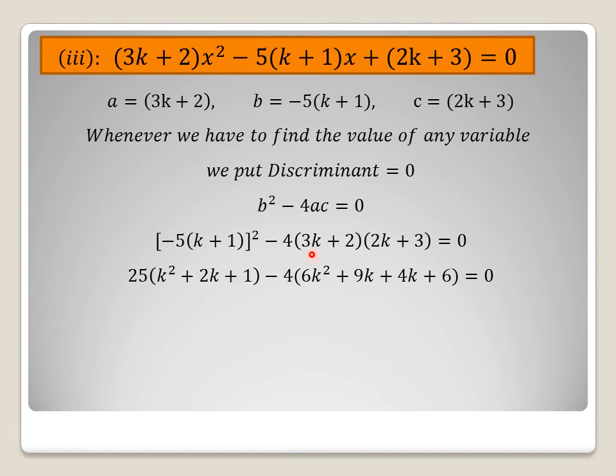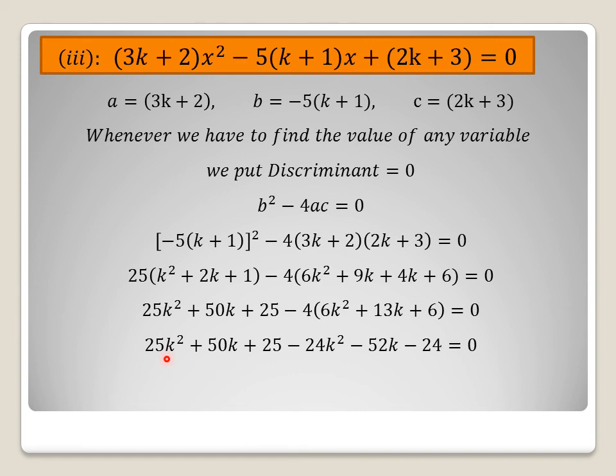First of all, I have multiplied 3k plus 2 with 2k plus 3. So the answer is 6k square plus 9k plus 4k plus 6. In the next step, I'll multiply 25 with the first bracket and minus 4 with the second bracket. The answer will become 25k square plus 50k plus 25 minus 4 into 6k square plus 13k plus 6. Now, plus 9k and plus 4k will become plus 13k.